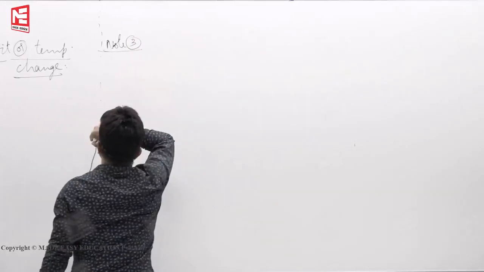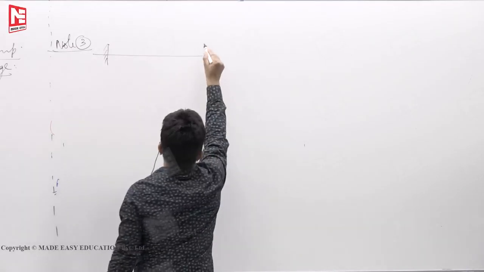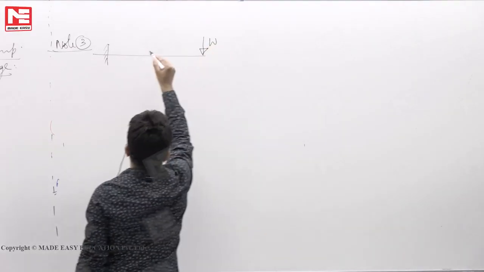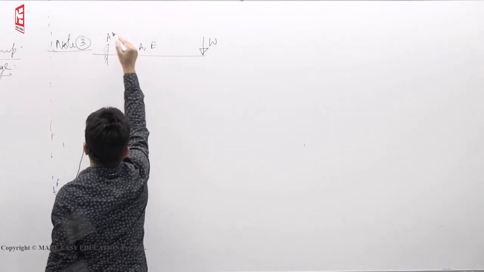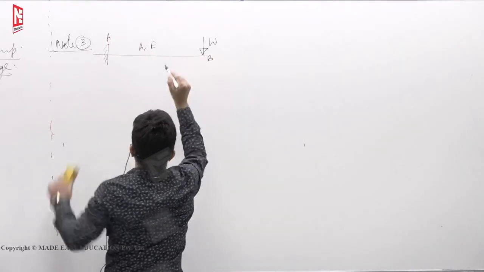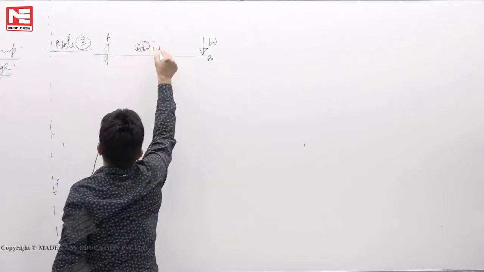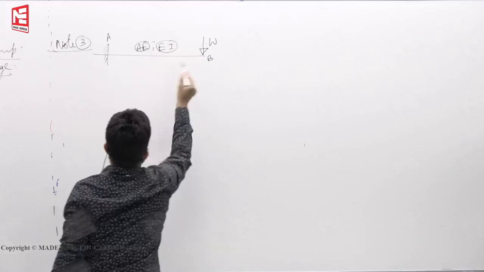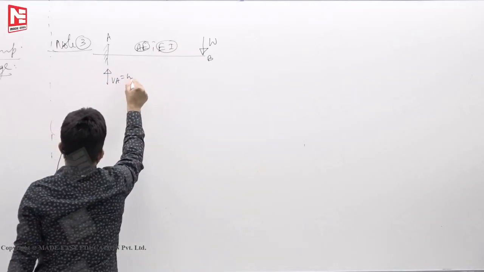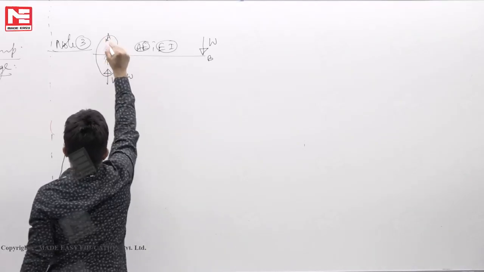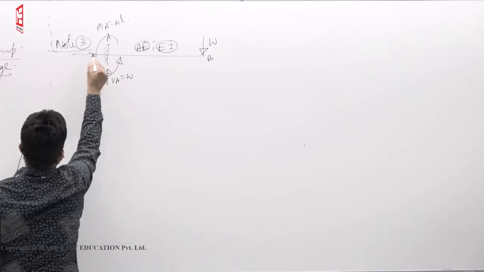Not 3. You have a statically determinate structure. You are applying load W, cross-sectional area A, Young's modulus say E. That means its axial rigidity is AE, flexural rigidity EI. Now what are the reactions? VA is equal to W, MA is equal to W into L, and horizontal reaction is 0.